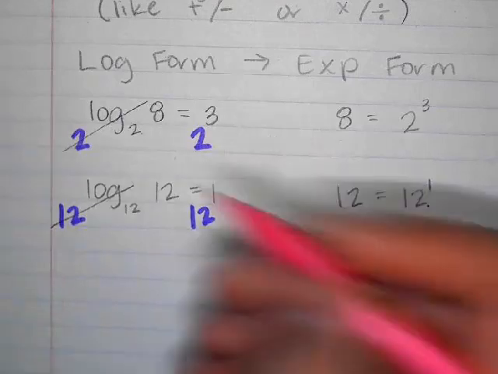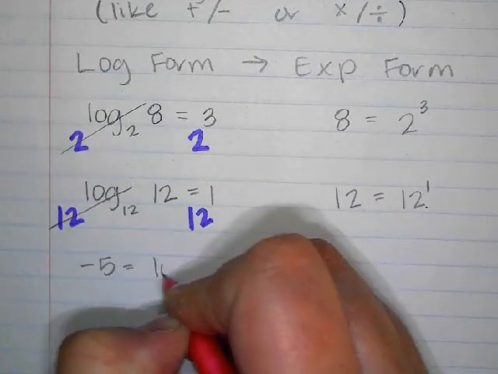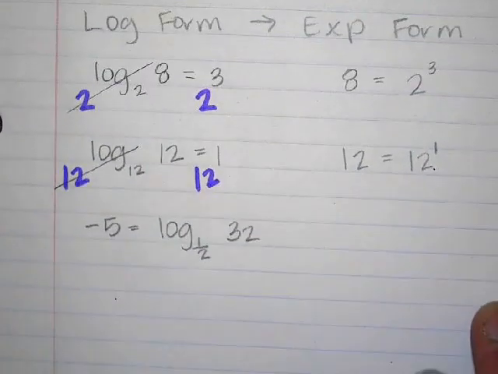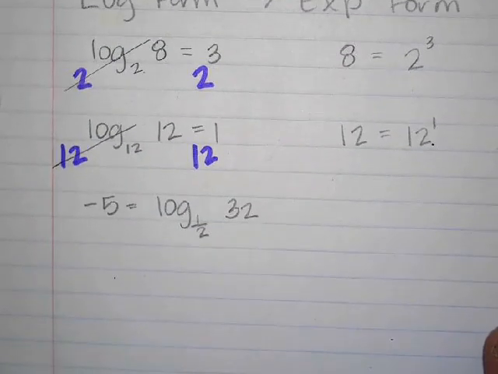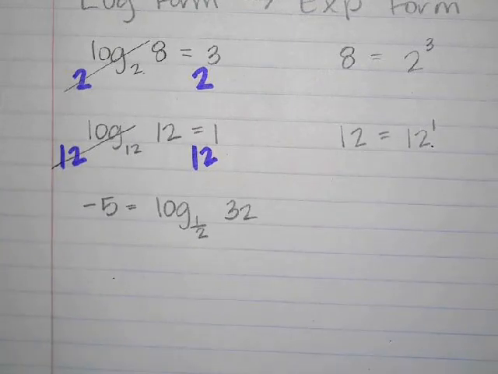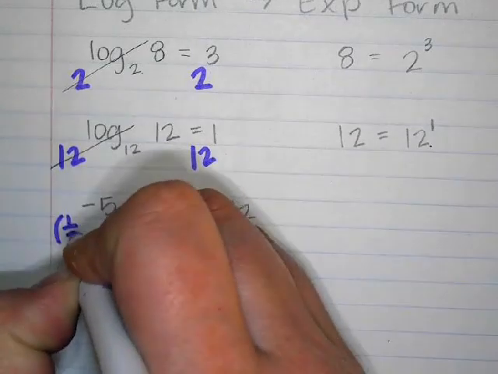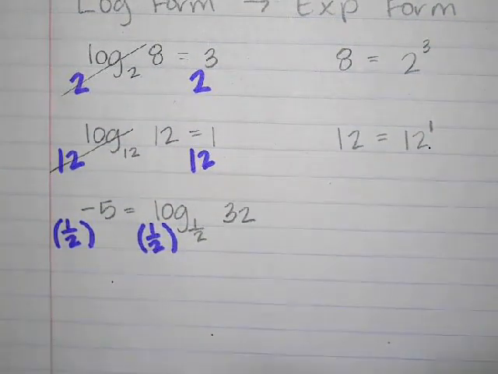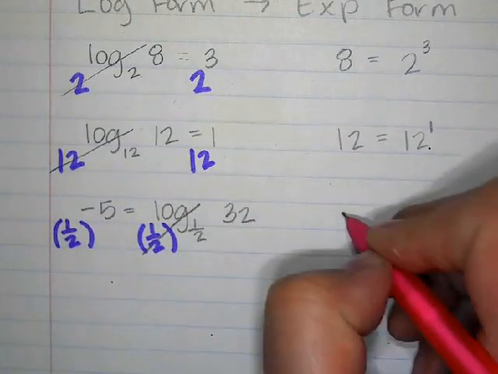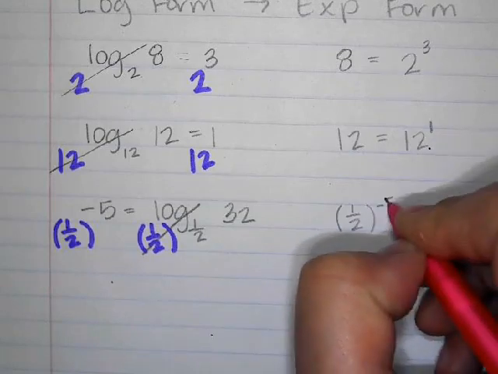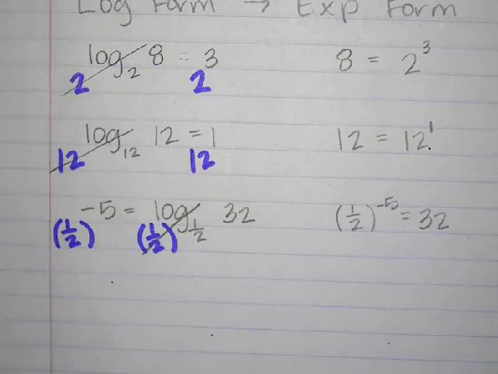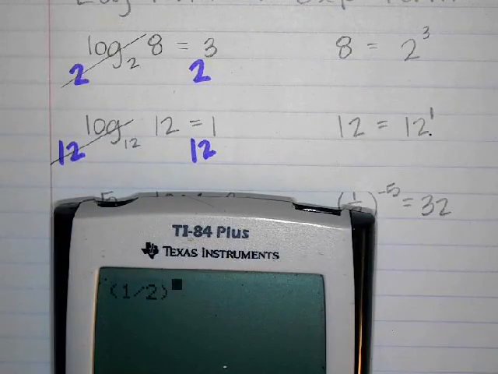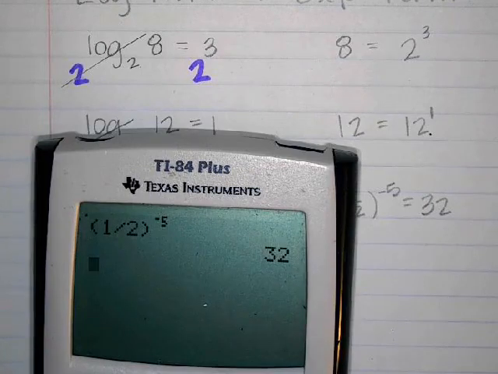For this one, negative 5 equals log base 1/2 of 32. So what base am I going to use this time? 1/2. All right, so a base of 1/2 and a log base of 1/2, those cancel out. And I get 1/2 to the negative 5th equals 32. That one's not really currently in my brain, so I'm going to use my calculator to double check. So 1/2 to the negative 5th is 32. That is also true.